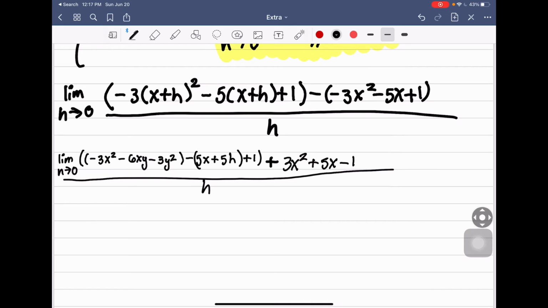Now, what are we going to do? Well, this is debatably the easiest part of all of this. We are going to start canceling out things. So we see that we have a negative 3x squared and we have a positive 3x squared. Well, we don't need them now. Okay, well, what about this 5x? Well, we have a negative 5x and we have a positive 5x. Well, we don't need that one either.